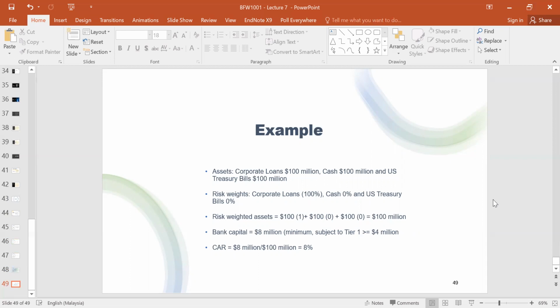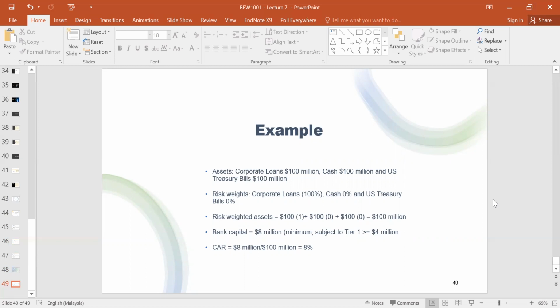Of course, this doesn't mean that we are going to lose all of this money or we are expecting a 100% default across all of our corporate clients. It just means that we are acknowledging 100% that these loans are risky. So let's multiply them. We have $100 million in corporate loans times 100% plus $100 million in cash times 0% plus $100 million in T-bills times 0%. So our total risk-weighted assets are going to be $100 million. So that's our denominator. But what about the numerator?